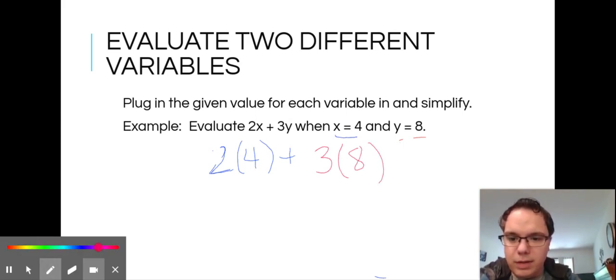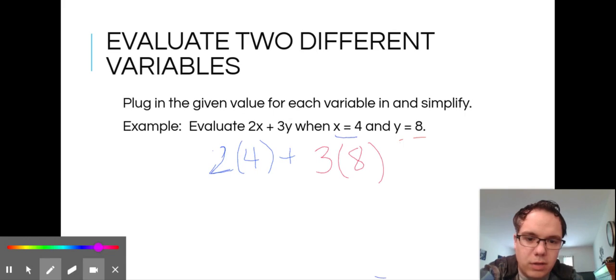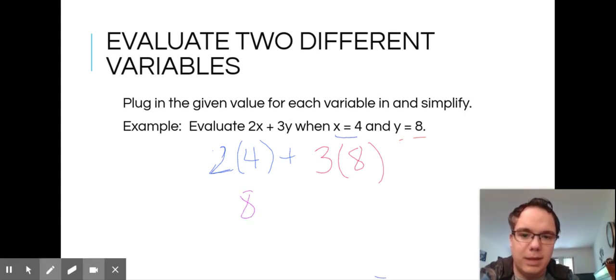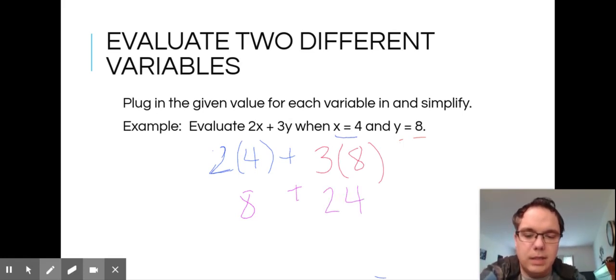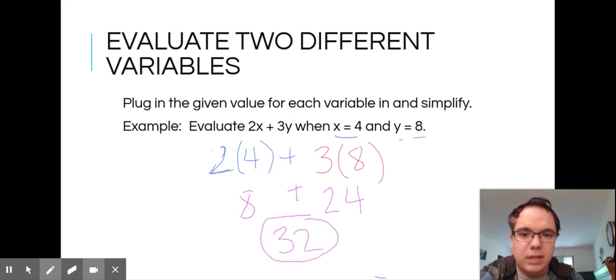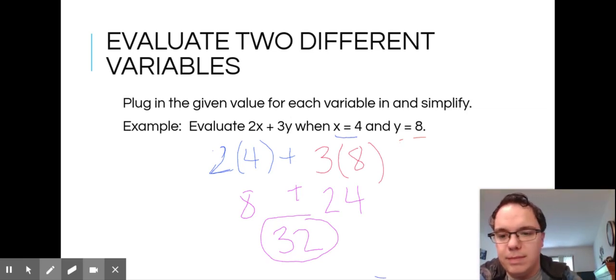So now we can follow the order of operations. Multiply from left to right. So 2 times 4 is 8. 3 times 8 is 24. And 8 plus 24 is 32. So we still plugged in the value for the variable they gave us. This time we just had two different ones. So we put in 4 for the x and 8 for the y. And then we followed the order of operations again to simplify.